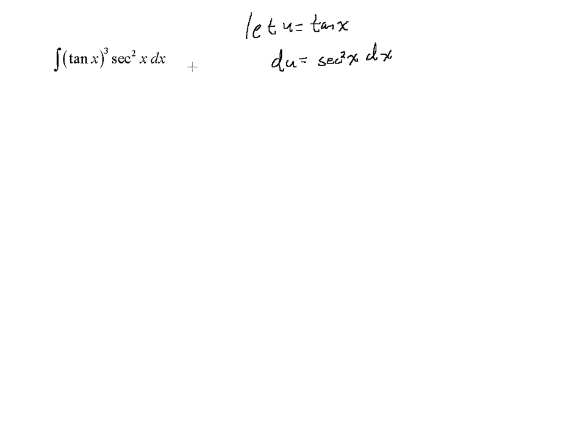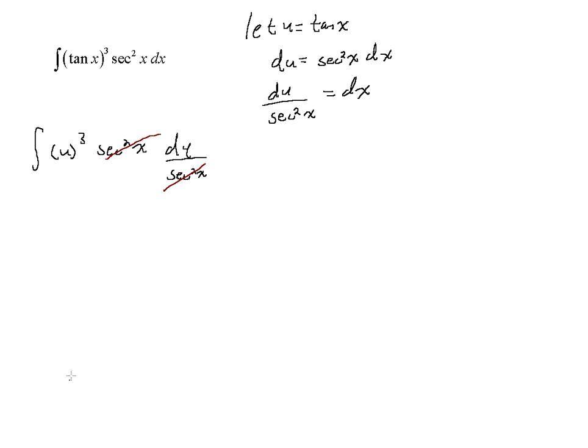And that's exactly what we wanted to happen, because there's a secant squared x dx right there. So we're going to solve for dx, so du over secant squared of x equals dx. Now we'll make our substitution. Tangent of x is now u, so we have u cubed, secant squared of x, and then dx is du over the secant squared of x. And so secant squared over secant squared just goes away. Rewrite that. So we're just going to be integrating u cubed du.